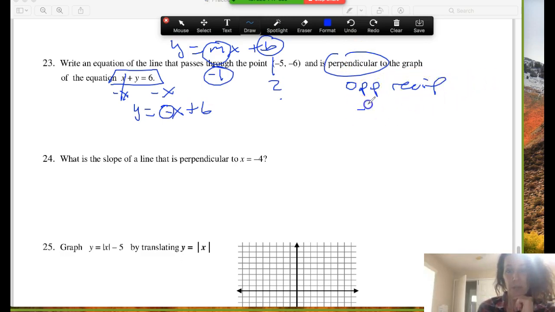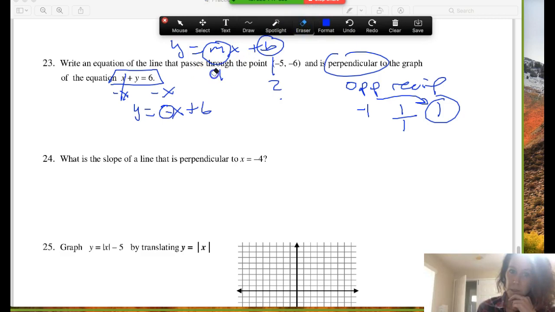So if -1 is my slope, the opposite reciprocal would be +1, and I'd flip it over 1. Well, 1 over 1 is just 1. So the opposite reciprocal slope is going to be +1. So my slope is +1. Okay, so I found the slope. The slope was -1. And then I knew I needed the perpendicular. So I took the opposite, which instead of negative, it's positive, and the reciprocal, 1 over 1, which is 1.